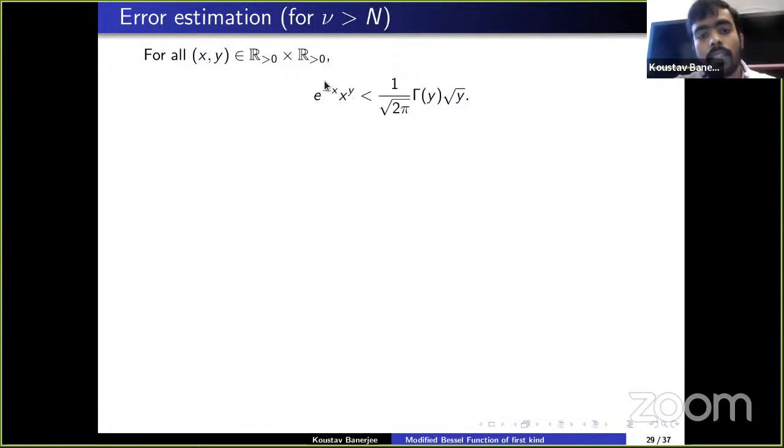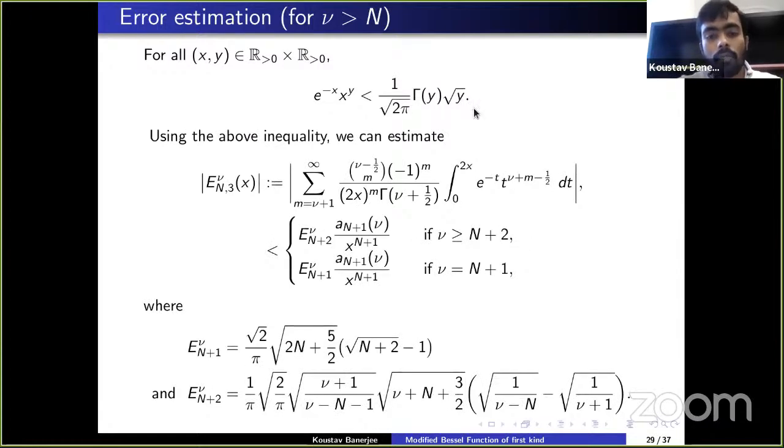And the proof strategy is that if I see this as a function of x, then if I differentiate, I will see the maximum at x equal to y. Then the maximum of this function is e to the power minus y times y to the y, and by Stirling's asymptotic formula, we can get that 1 over square root of 2 pi times gamma y times square root of y. Now, using the above inequality, we can estimate the last sum, the third sum, by these two factors. I'm not going into the details, nu greater or equal to n plus 2, for nu equal to n plus 1, these two factors. And these bounds are optimal. That means we can make a lower bound of this fashion, in this form. So this is the first part for nu strictly greater than n.